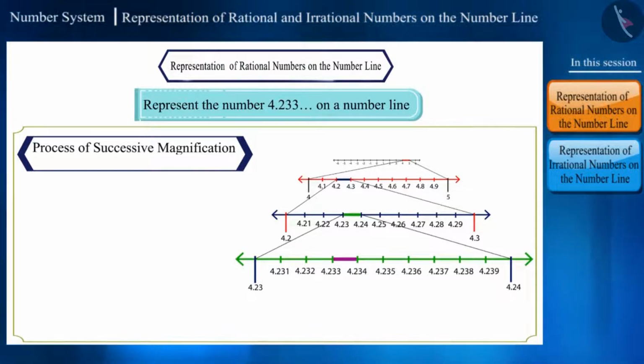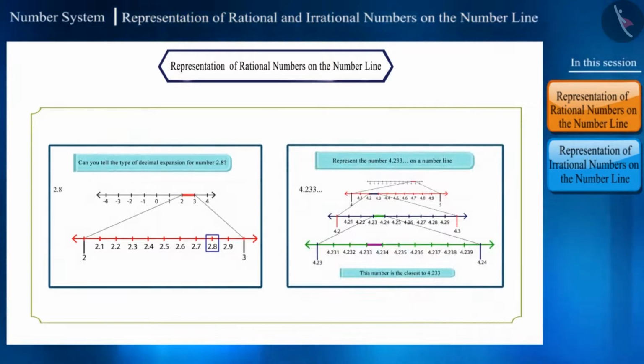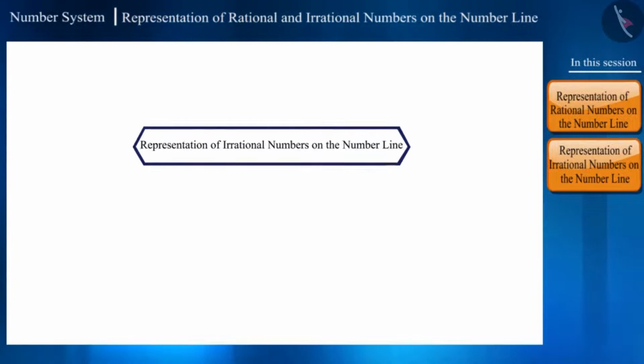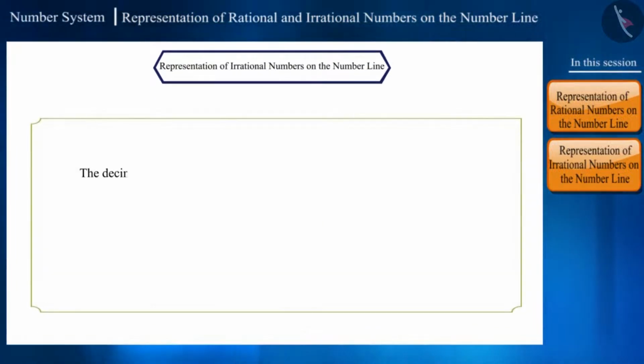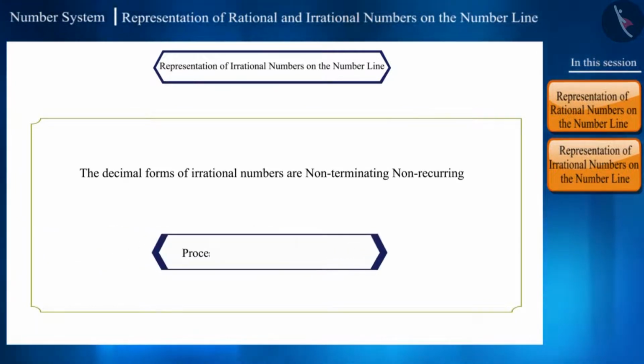Friends, so far we saw how to represent rational numbers on the number line. But can irrational numbers also be represented on the number line? We know that the decimal forms of irrational numbers are non-terminating and non-recurring. So, will we use the same process of successive magnification to represent them on the number line? Yes.